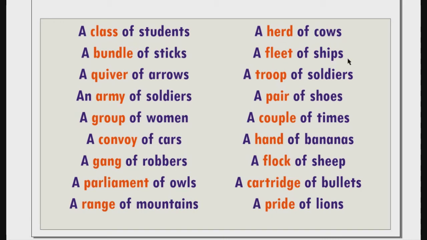A fleet of ships, a troop of soldiers, a pair of shoes. Here we know that the shoes should be two, one for the right foot and the other for the left foot. So a pair of shoes, a pair is a collective noun. Couple is a collective noun. You may pause this video and have a good look at these examples. Now we go to the next screen.